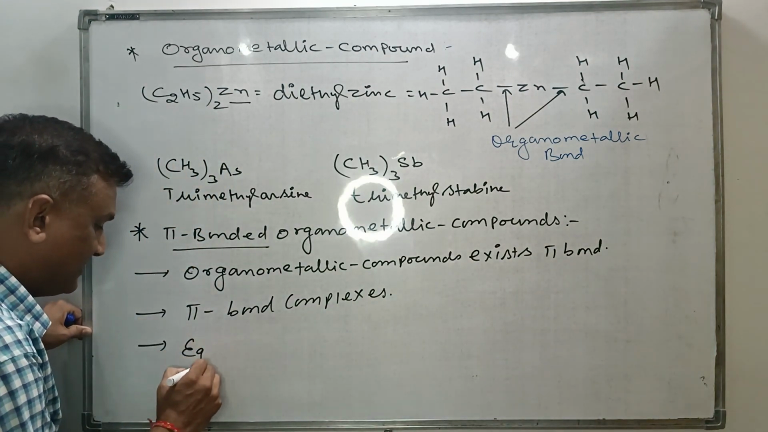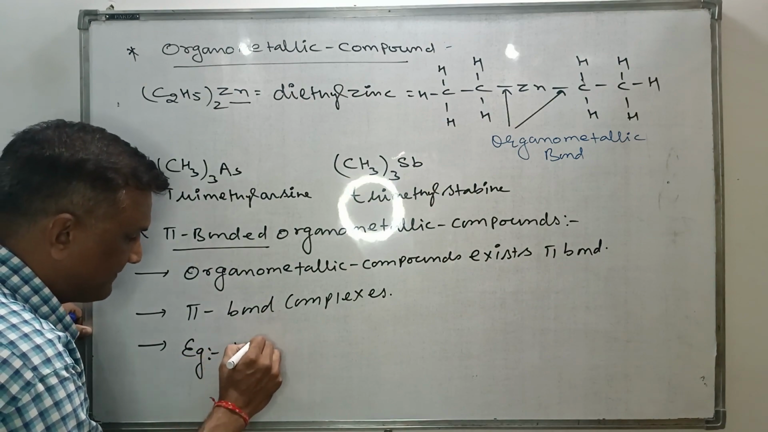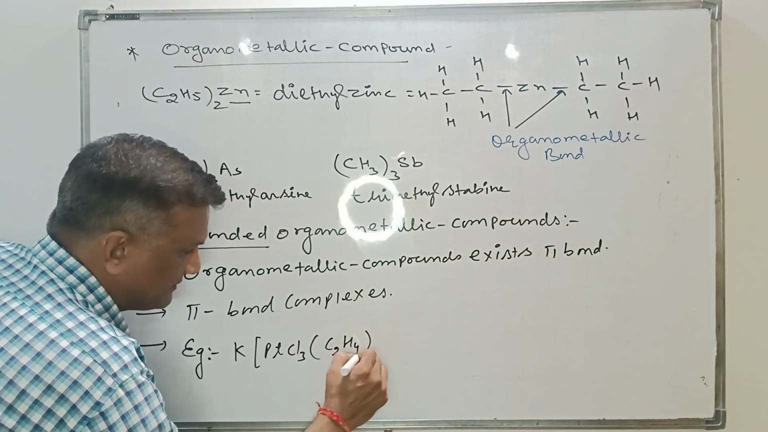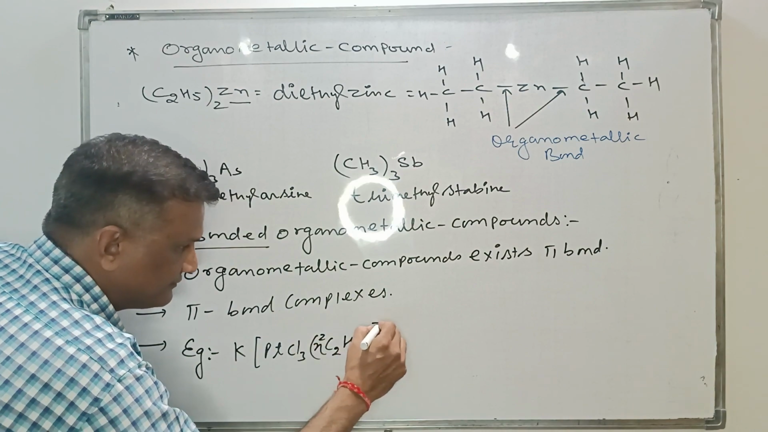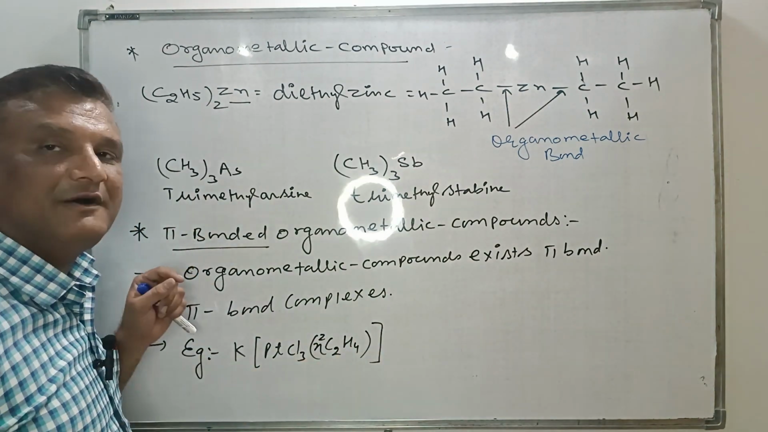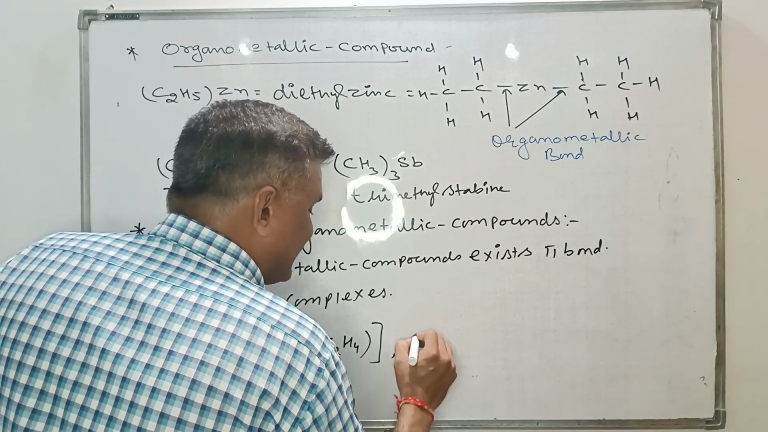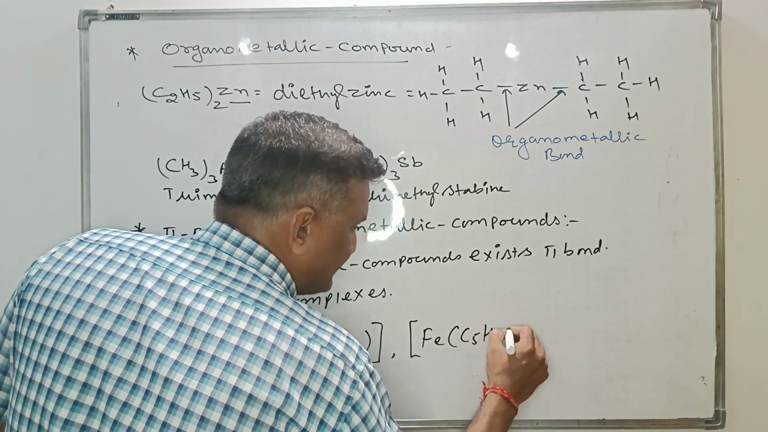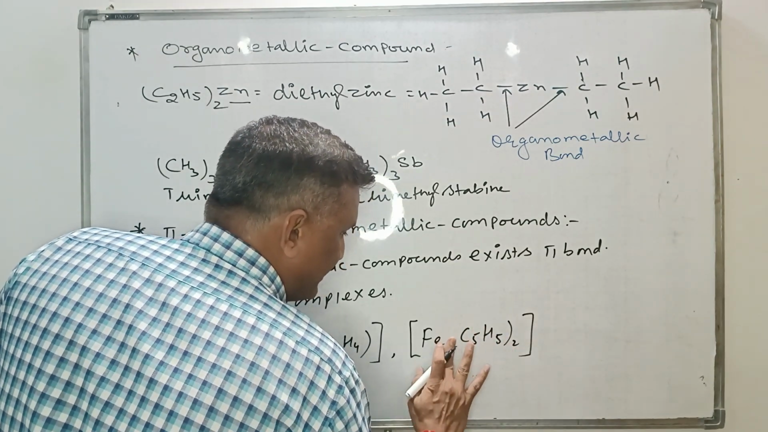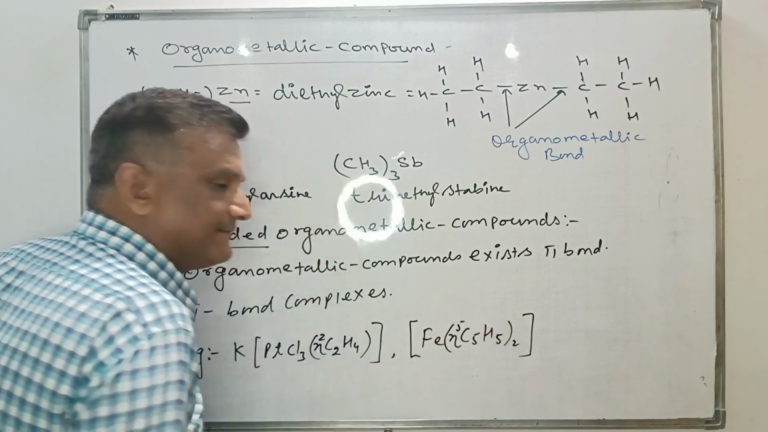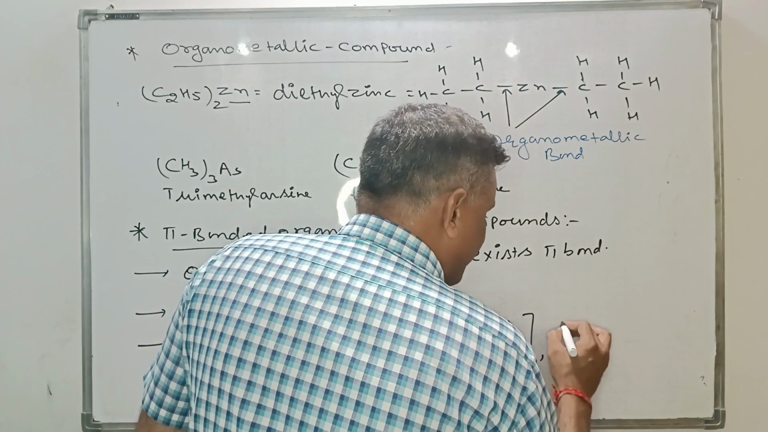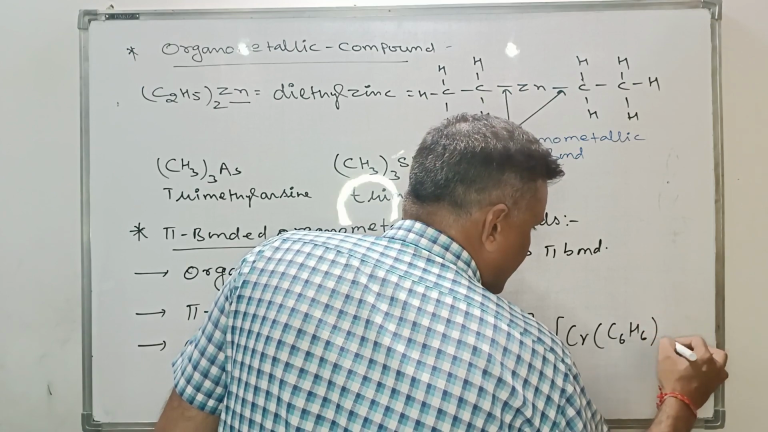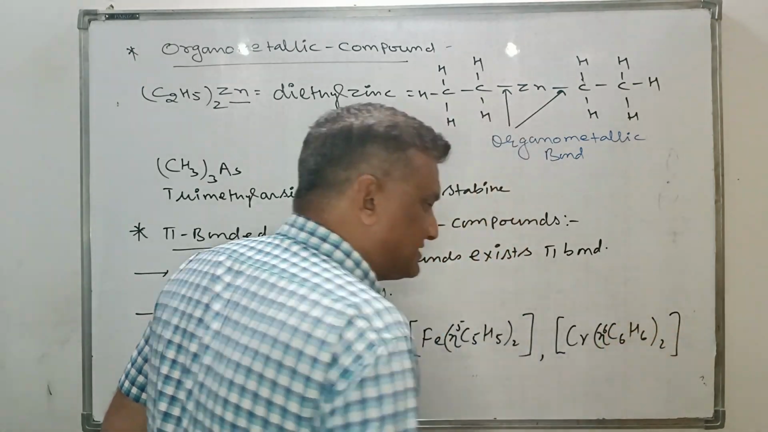One of the important examples is K[PtCl3(C2H4)]. This is eta 2. What is the meaning of eta? I'll tell you. We can take the example of Fe(C5H5)2. Here we use eta 5. Another example is Cr(C6H6)2. This is eta 6.